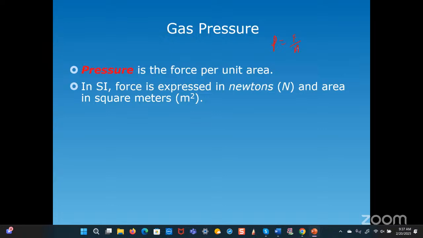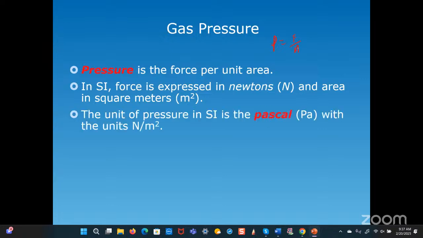And as stated here, the force is expressed in newtons according to the SI system, and the area will be expressed in square meters, all right? Now, as a result of that arrangement as shown in this equation here, the units of pressure can be expressed as newtons per meter squared. But there's a special name given to this collection of units. It's called the Pascal, right? So the Pascal unit is the same thing as newtons per meters squared, all right?